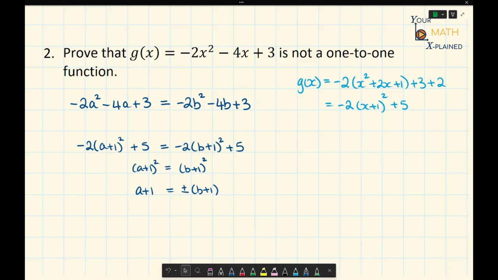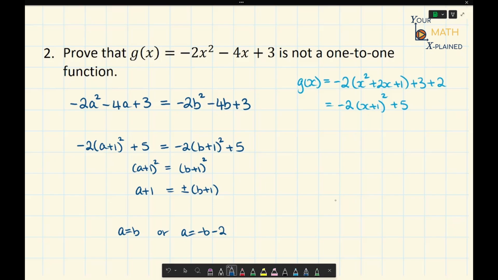So now, solving for the two cases, we're going to end up with a is equal to b. So this is when a plus 1 is equal to b plus 1. And then the other case is when a plus 1 is equal to negative b plus 1, which means we get a is equal to negative b minus 2. So now we have arrived at two unique input values from the same output. So therefore, this function is not one-to-one.